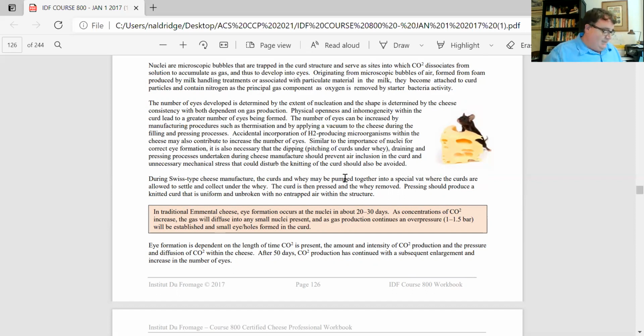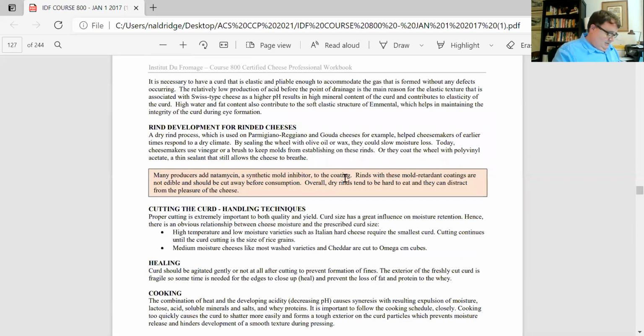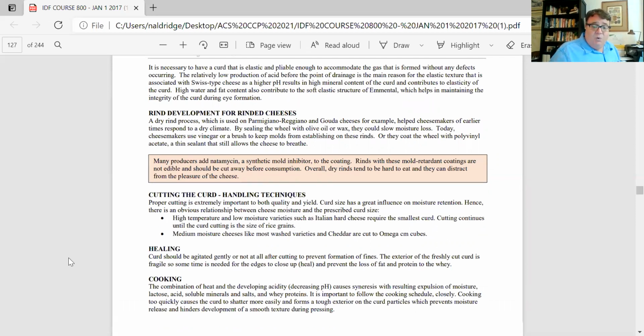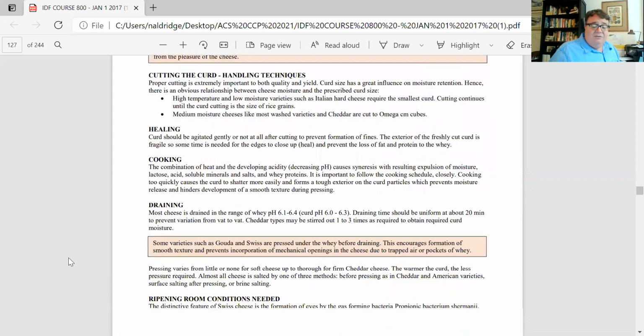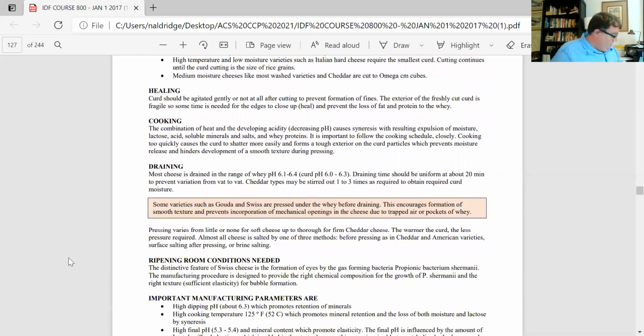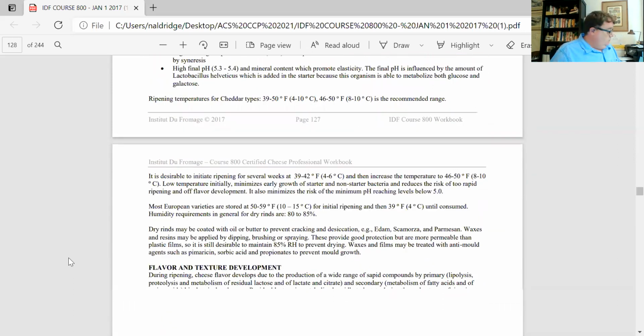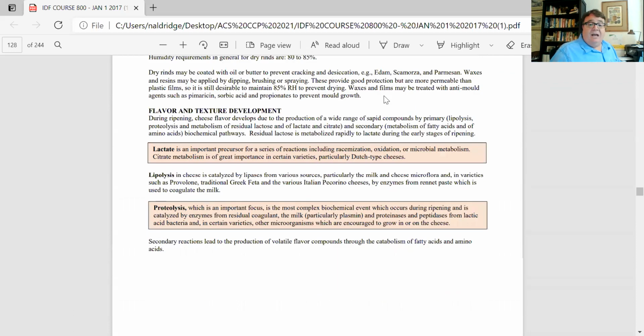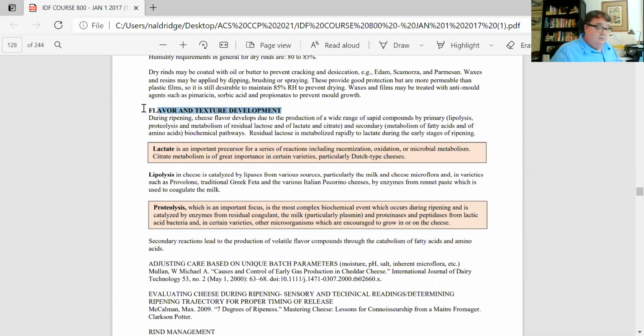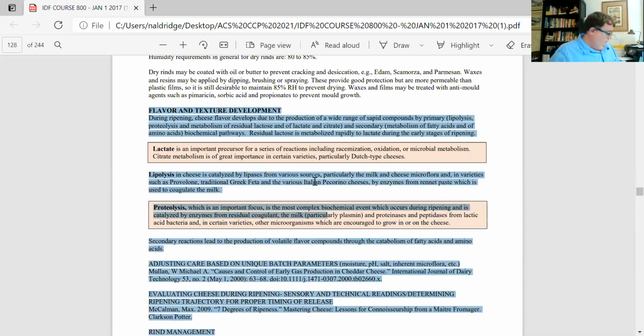Okay, now we're moving to 127. It's got some information, it's pretty cool, but I didn't see as many test questions coming off 127. So let's go to 128. Under flavor and texture development, that carries you through to lactate, lipolysis, and proteolysis. So know all of those terms under flavor and texture development.